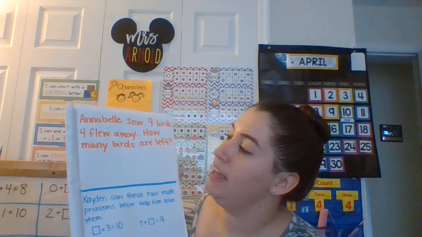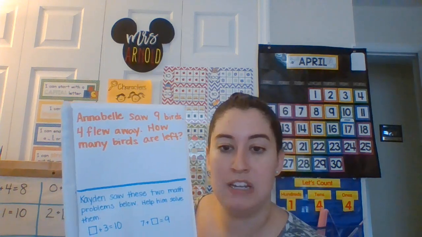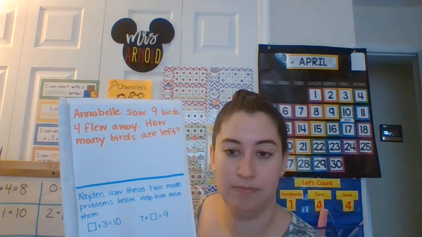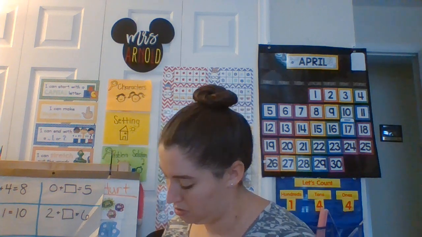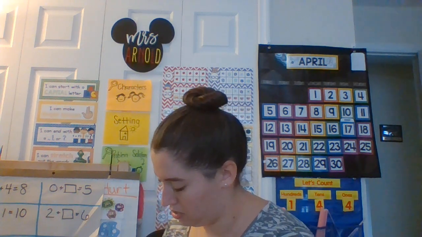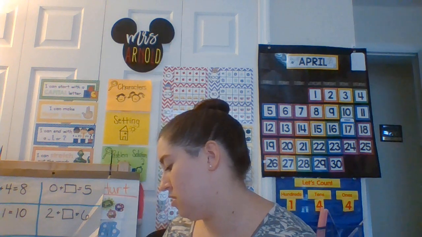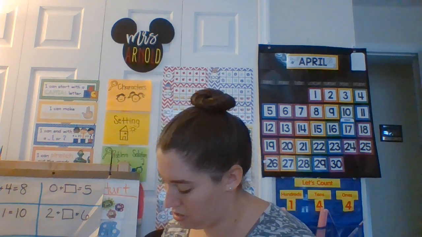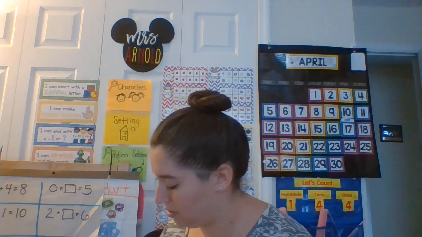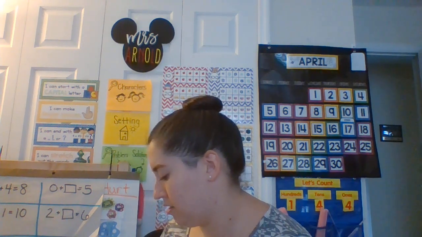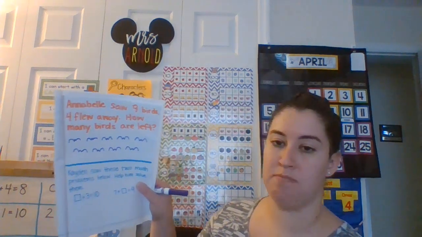So the way we can solve this is by starting with how many she saw. How many did she see? She saw 9. So Mrs. Arnold's going to draw 9 birds real fast. Oof, my marker went open. 1, 2, 3, 4, 5, 6, 7, 8, 9. There's my 9 birds.